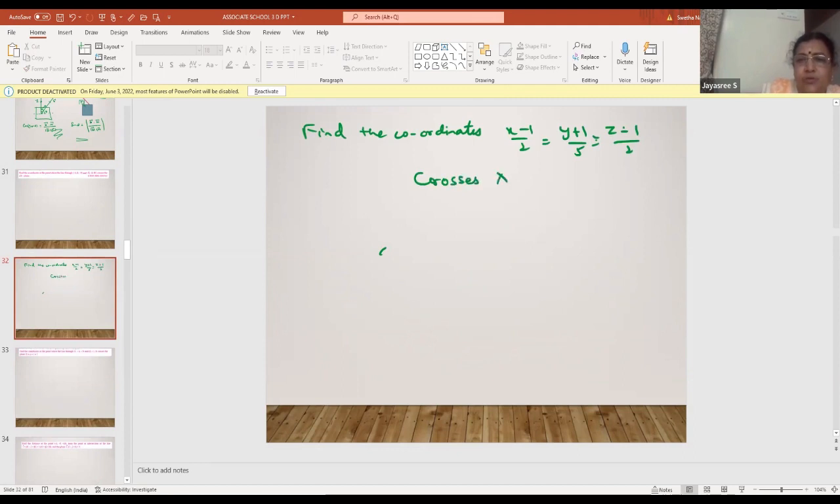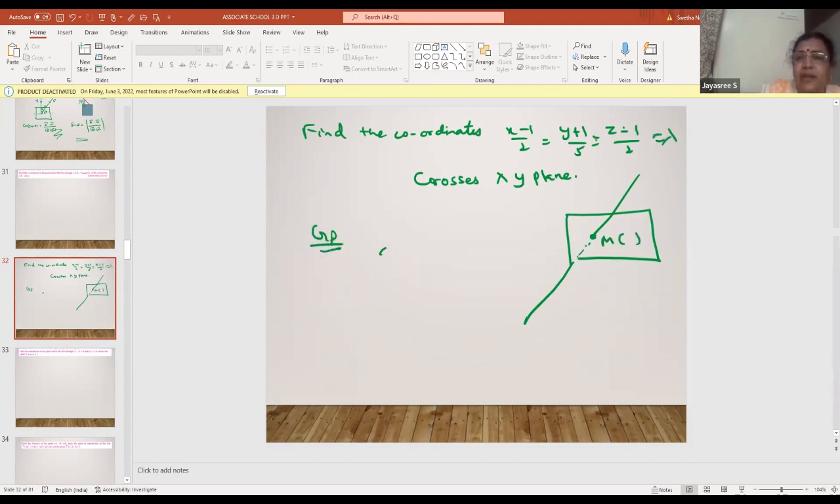They can ask crosses the xy plane, or the yz plane. So this is the point we have to find out. For this we write the general point first: x is equal to 2 lambda plus 1, y equal to 5 lambda minus 1, and z is equal to 2 lambda plus 1.